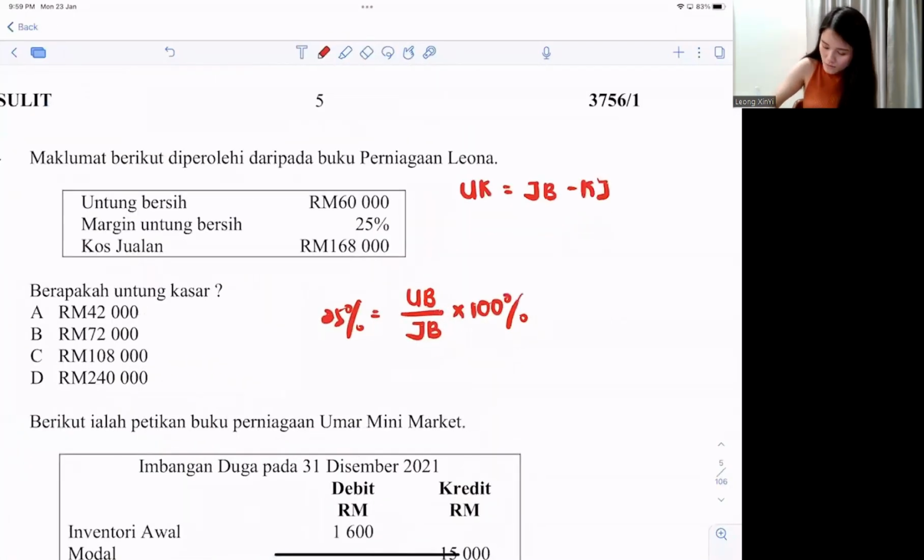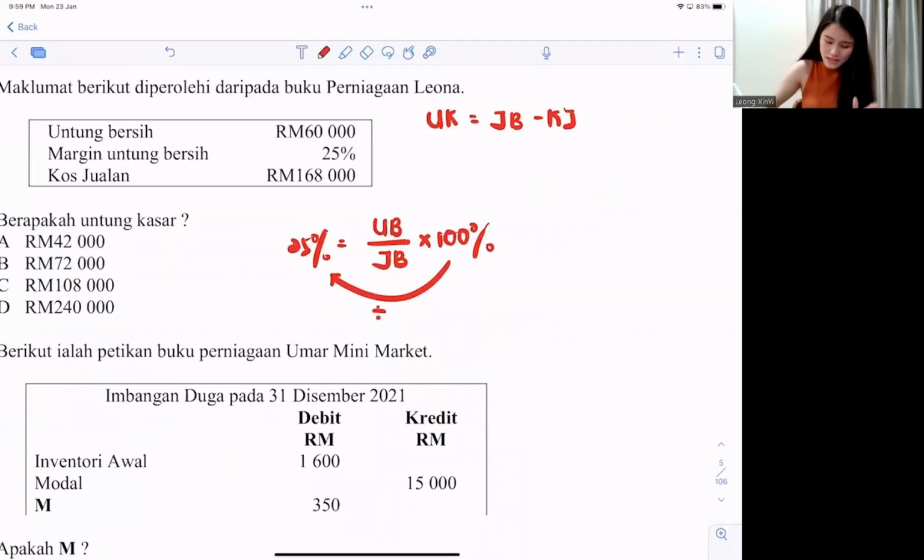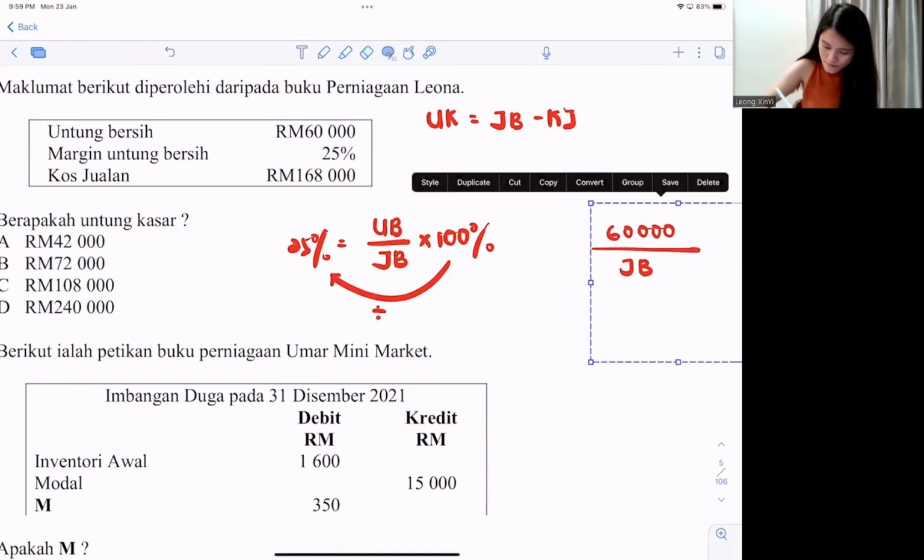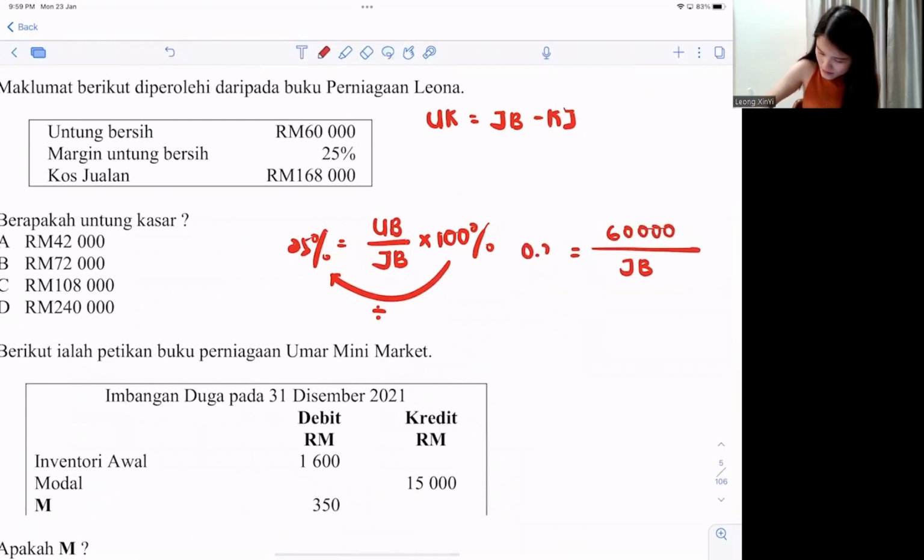We're going to move it to the other side so it divides. Your answer will now be 60,000 over JB equals 0.25. Actually, sorry, I shouldn't change the direction now. It becomes like this. Then you move the JB over, it will be 0.25 JB equals 60,000.